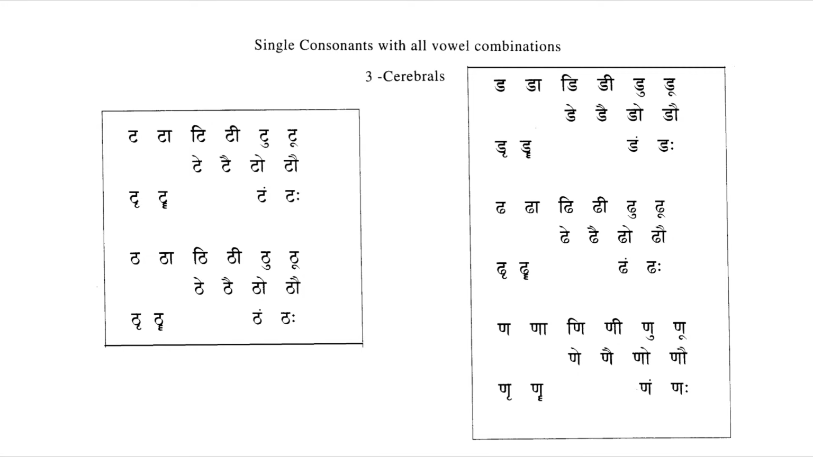Position 3, cerebrals. First, hard, unaspirated. Ta, ta, ti, ti, tu, tu. Te, tai, to, tau. Dum, taha. Tr, tri.